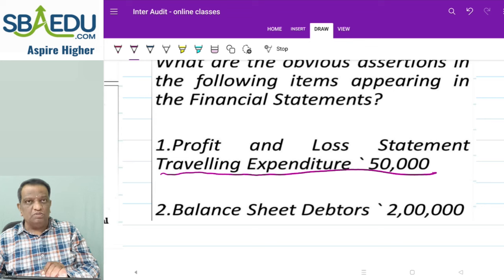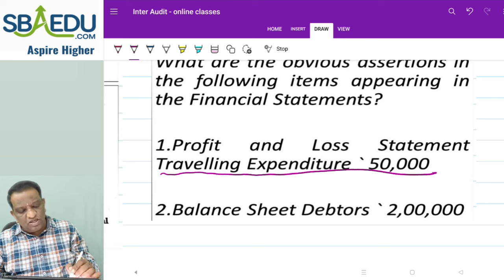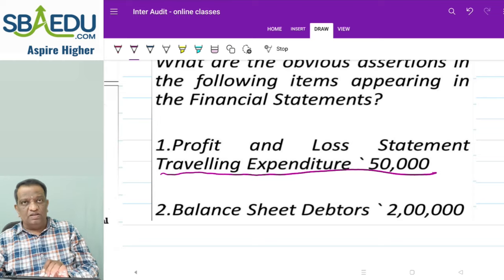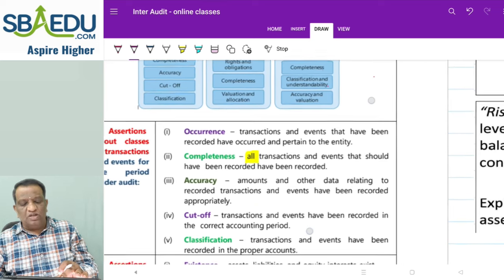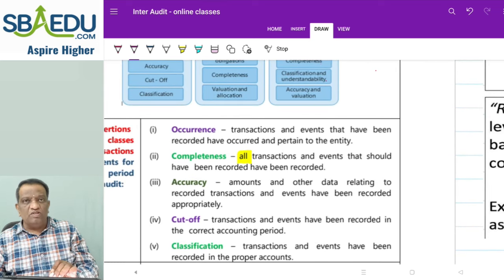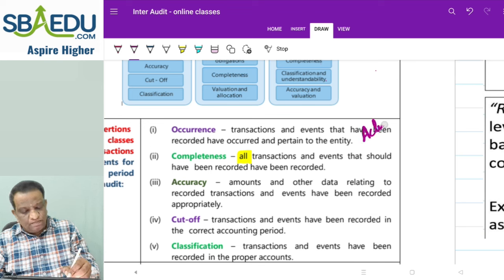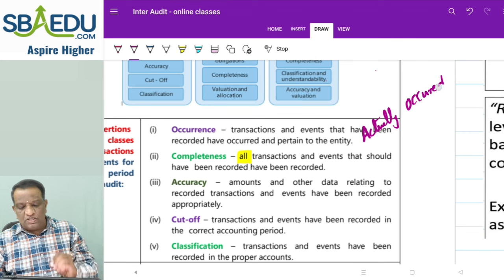It is not an estimated expenditure. If it were estimated, it wouldn't be hitting my P&L account. This is something which has actually occurred. The travel has occurred. So that is where we say that one of the assertions relating to the transaction is occurrence. When the management says this transaction has occurred, as an auditor I need to verify whether this transaction has occurred. So this is whether the transaction actually occurred. This is what the auditor is trying to confirm.